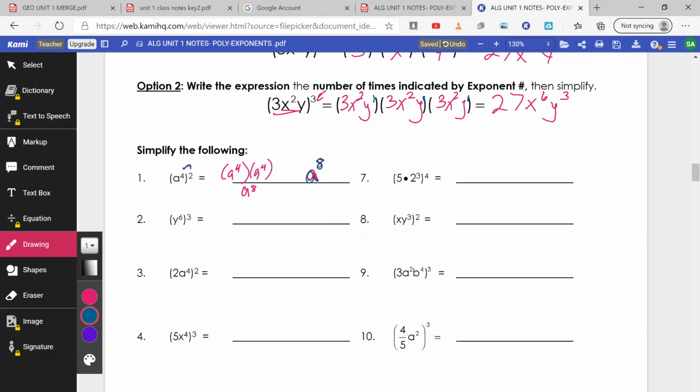Number 2, y to the 6th to the 3rd power. We do the same thing. Because we are raising a power to a power, we multiply the exponents. So y is our base, and 6 times 3 gives me 18.